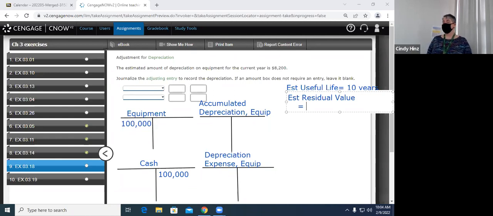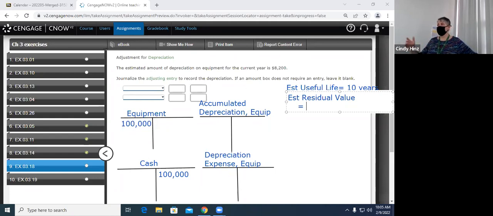So at the end of the 10 years, we know the equipment cost $100,000 up front. At the end of the 10 years, how much do we think it's going to be worth? It's an estimate. There's no guarantee. It could be worth more or less than that. I like the term residual value, but you'll sometimes see other terms for that. Salvage value, scrap value, trade-in value. Maybe in 10 years, we're planning to take this equipment, sell it or trade it in and get some new equipment.